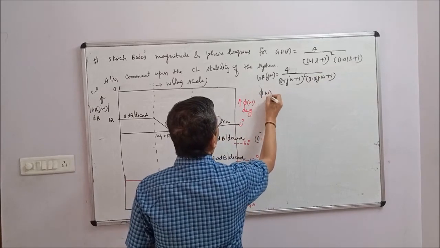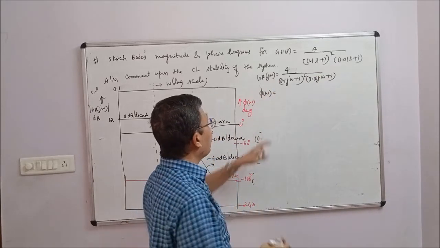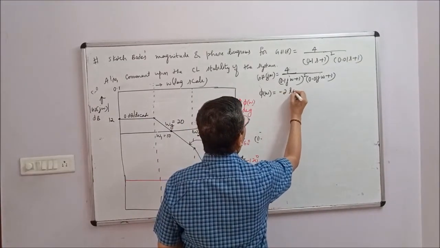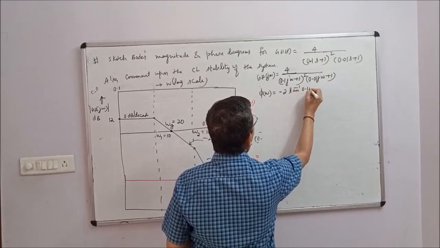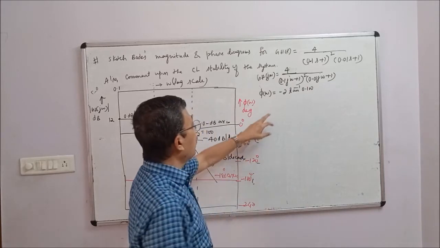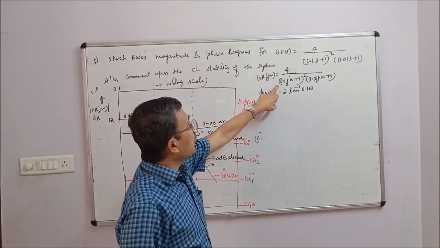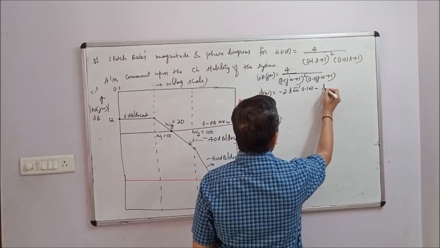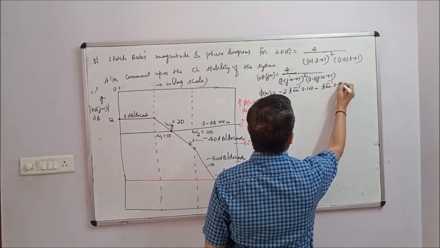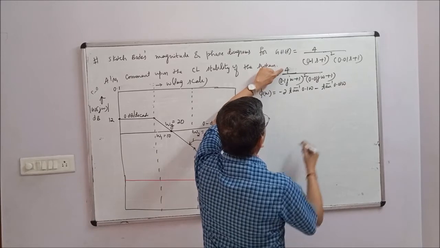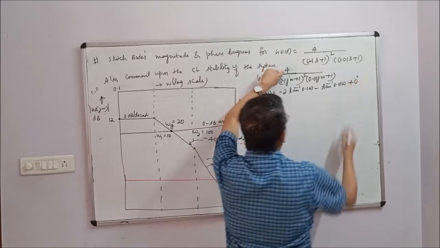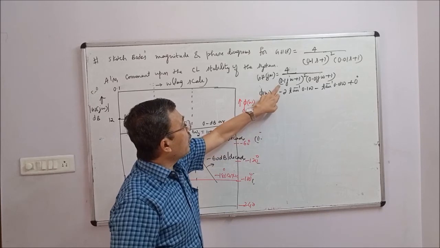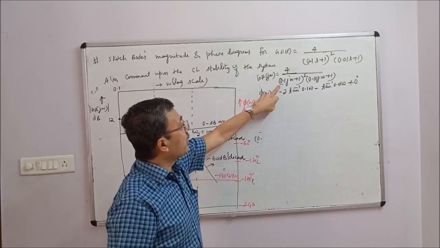What is phi of omega? All the complex factors in the denominator will give a negative angle. Minus 2 times tan inverse of imaginary part by real part. This is the angle contributed by the squared factor in the denominator. Minus tan inverse of 0.01 omega. This 4 will contribute an angle of 0 degrees. So this minus sign is because the squared term is in the denominator.